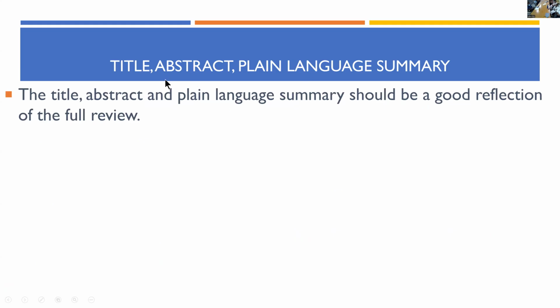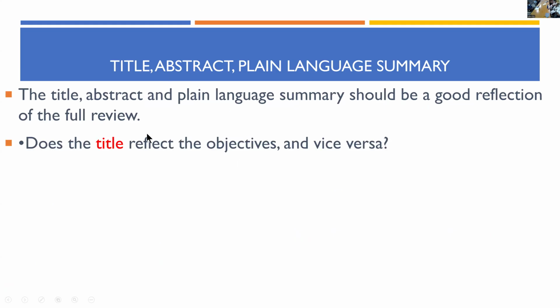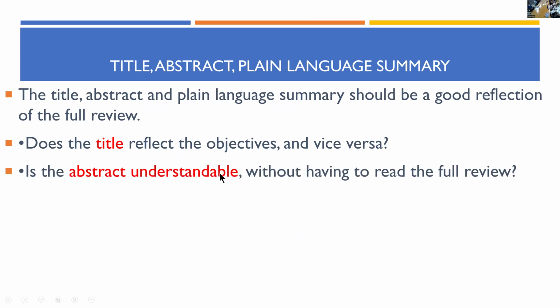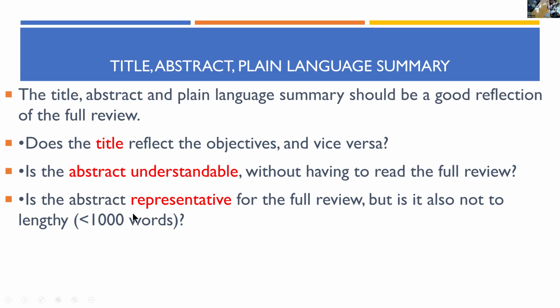The title and abstract should be a good reflection of the full review. Does the title reflect the objectives? Is the abstract understandable? Is it less than 1,000 words? And does the abstract represent the full text? Sometimes the abstract will be spun.